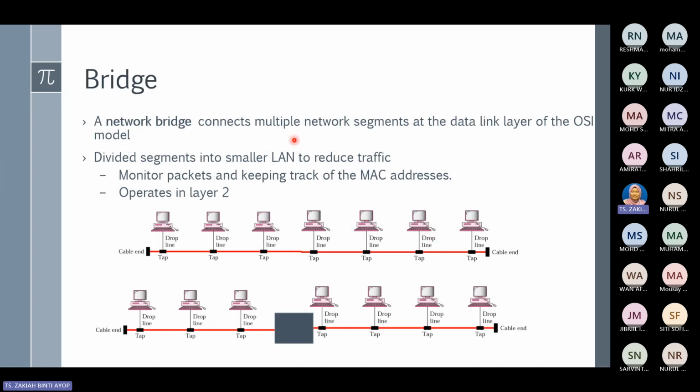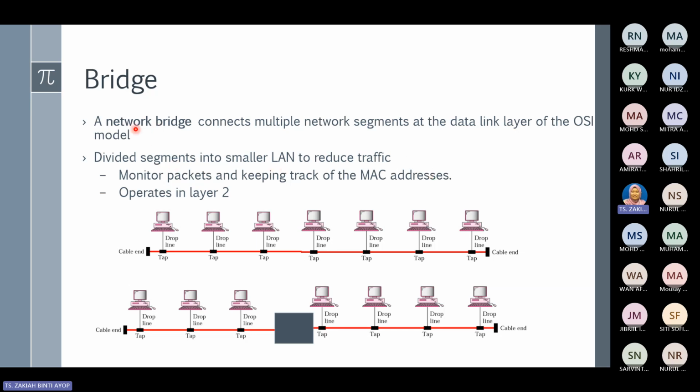Now, a network bridge connects multiple network segments at the data link layer of the OSI model. So let's say you have a big lab that is shared together. You want to connect one LAN that is traversing to another distance. So we need to connect several network segments.